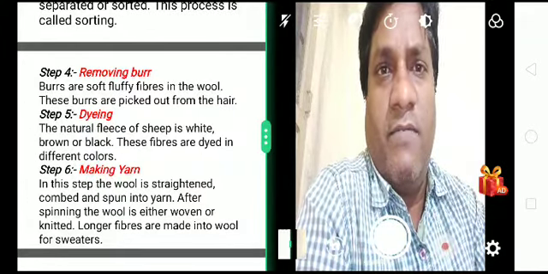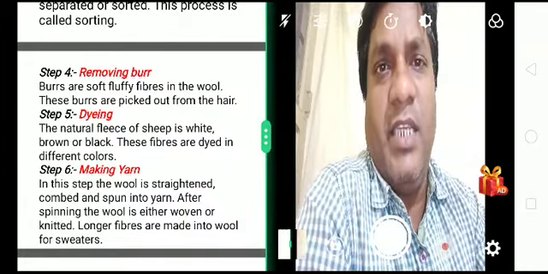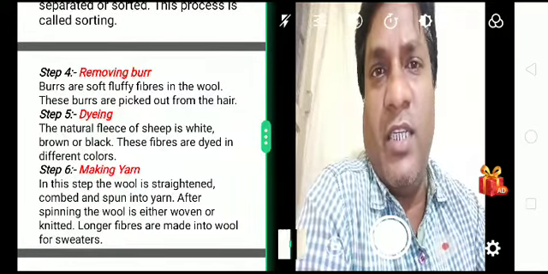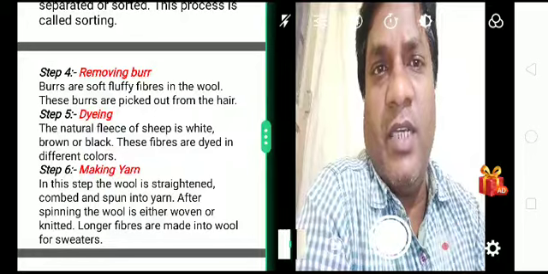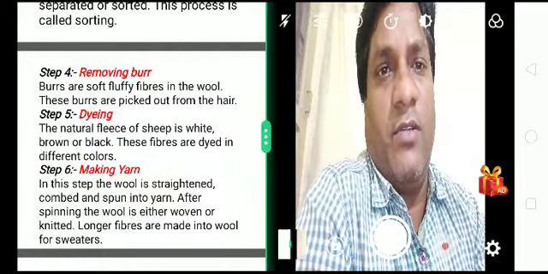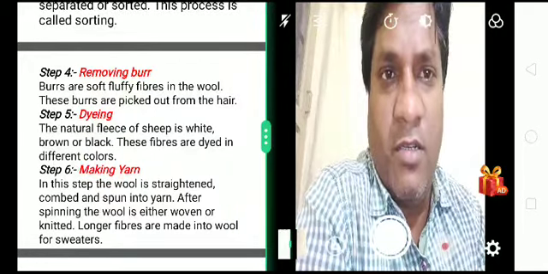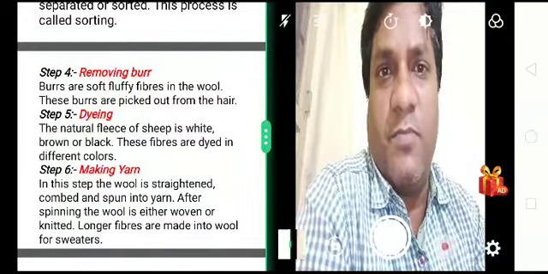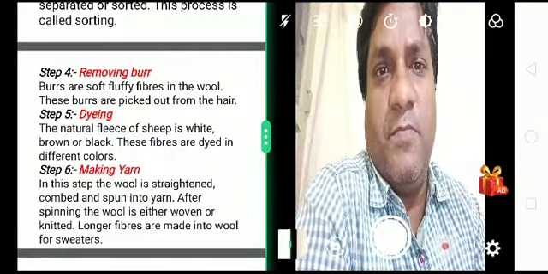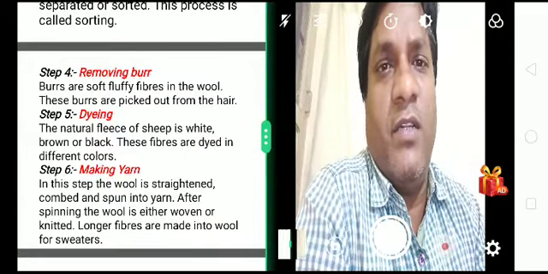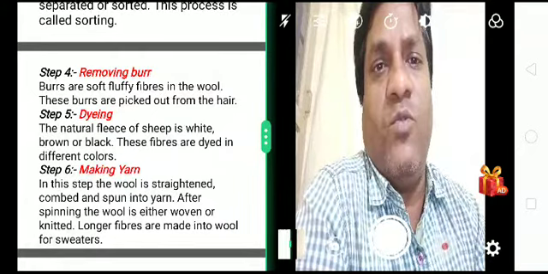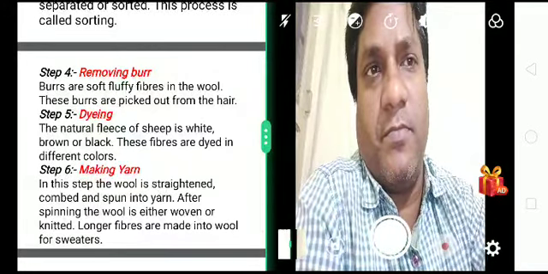The final step is making yarn. In this step, the wool is straightened, combed, and then spun into yarn. Earlier, we have seen the photographs of how the spinning machine works. After the spinning, the wool is either woven or knitted. The longer fibers are made into wool for sweaters.